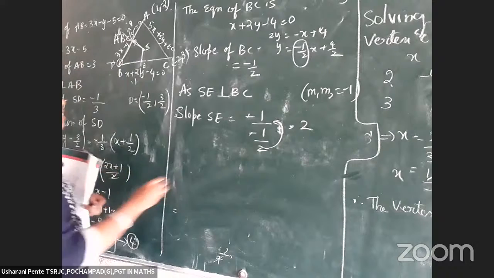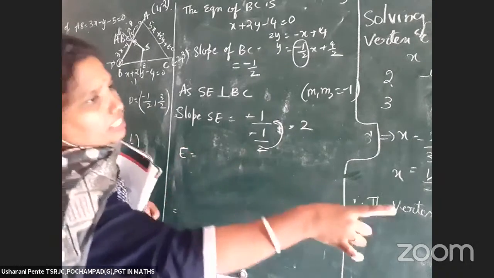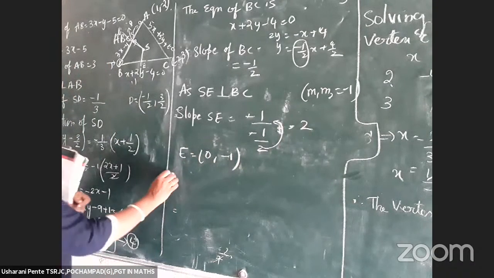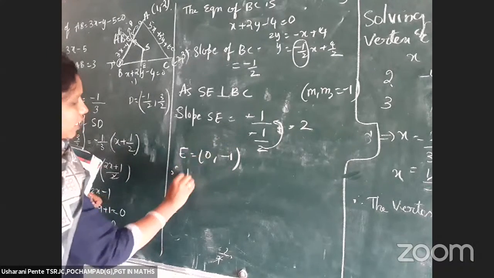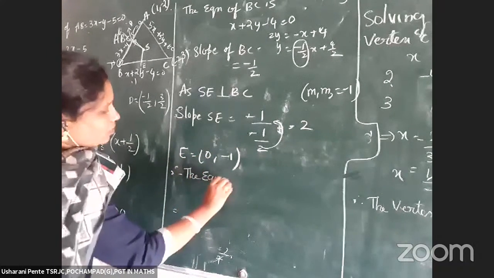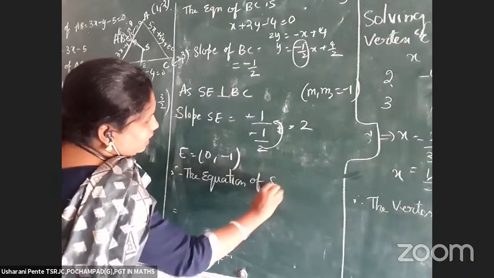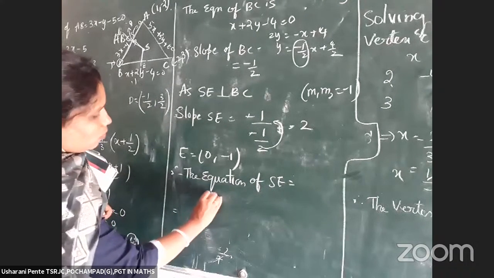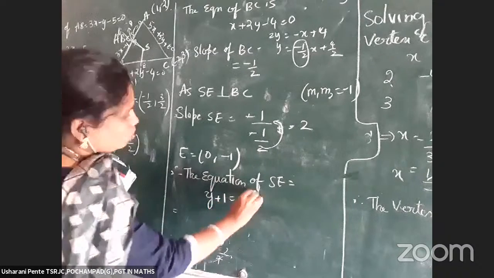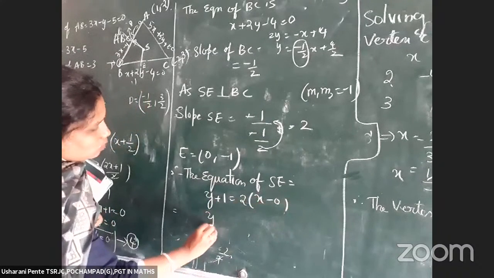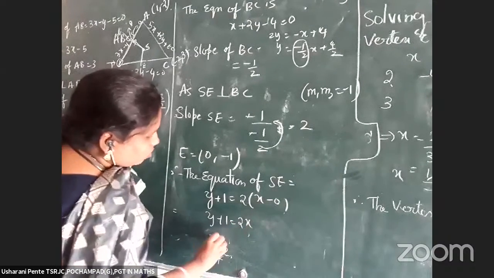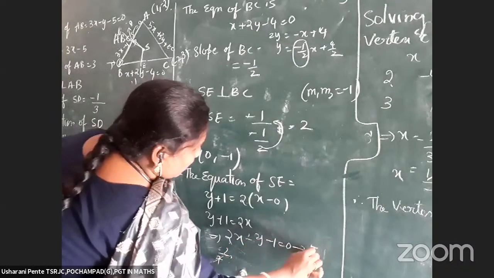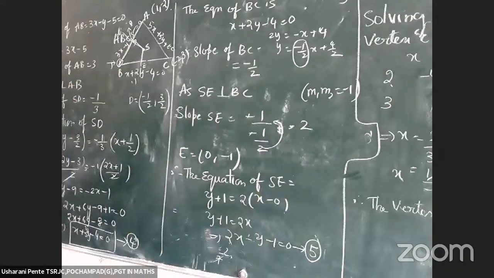And we know E. E we got as (0, -1). Therefore, the equation of SE, in point slope form, is y plus 1 is equal to 2 times (x minus 0). That is y plus 1 is equal to 2x. So if we write in general form, 2x minus y minus 1 is equal to 0. Put it as equation 5.